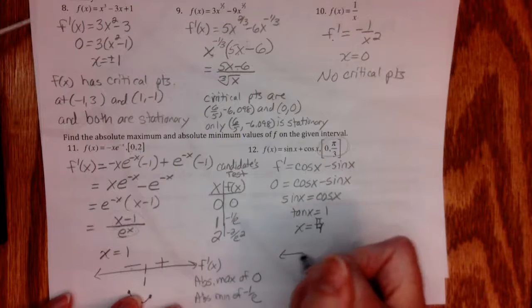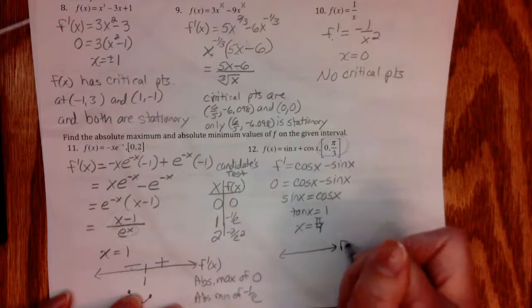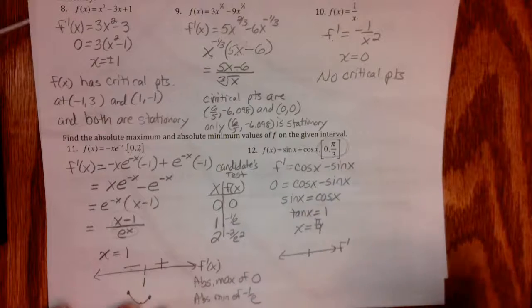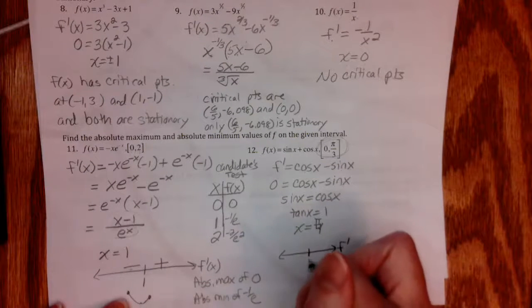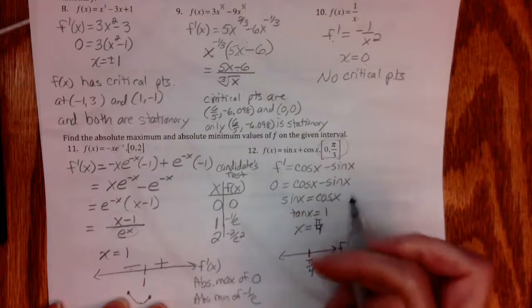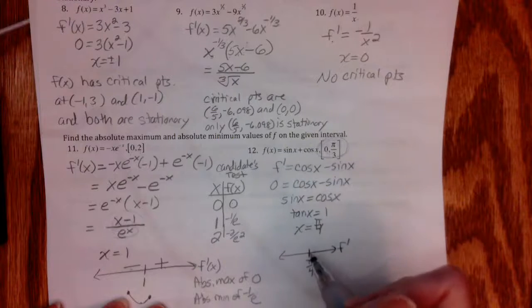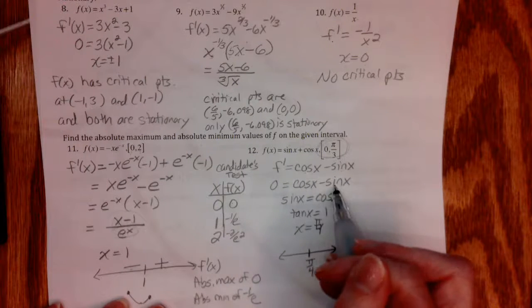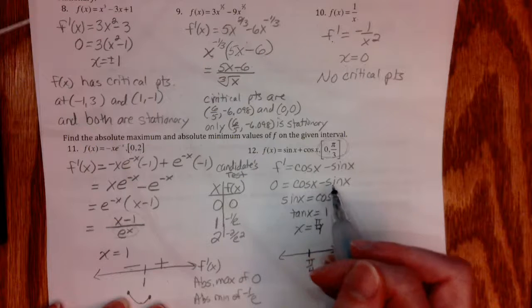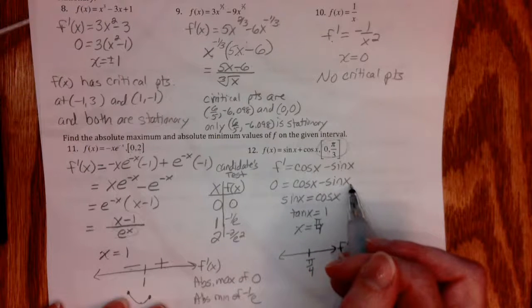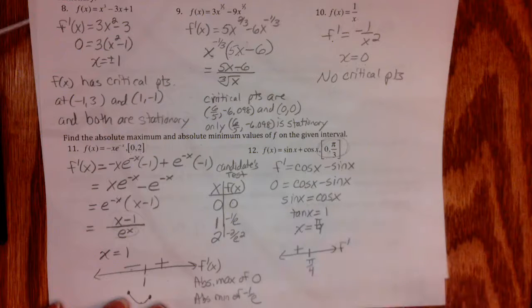Then if I do my velocity sign chart, or f prime, it's not velocity, it's not particle motion. So I have pi over 4 here. The low end is 0. So if I plug 0 into the derivative here, cosine of 0 is a 1, minus sine at 0 is a 0. So this is positive.